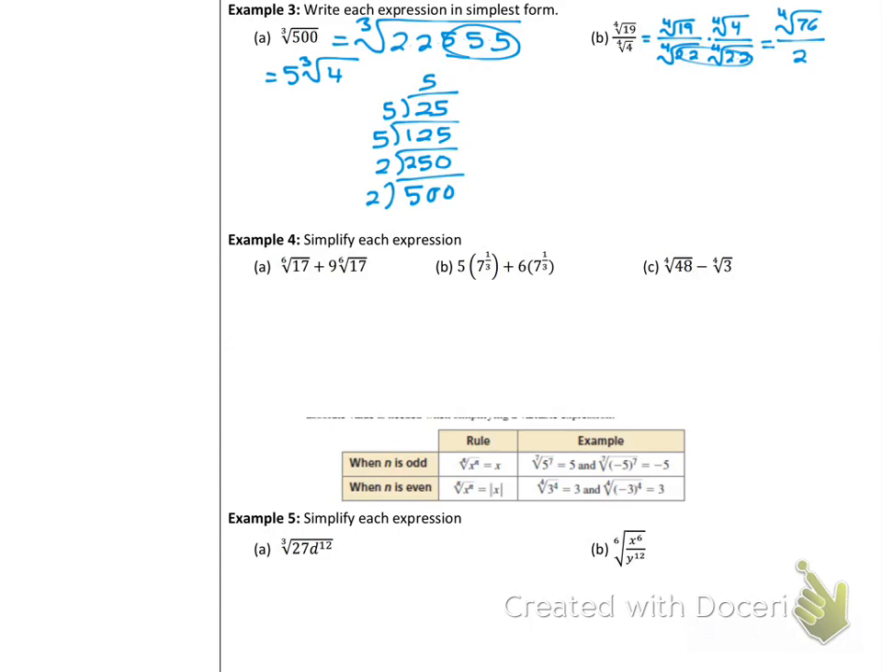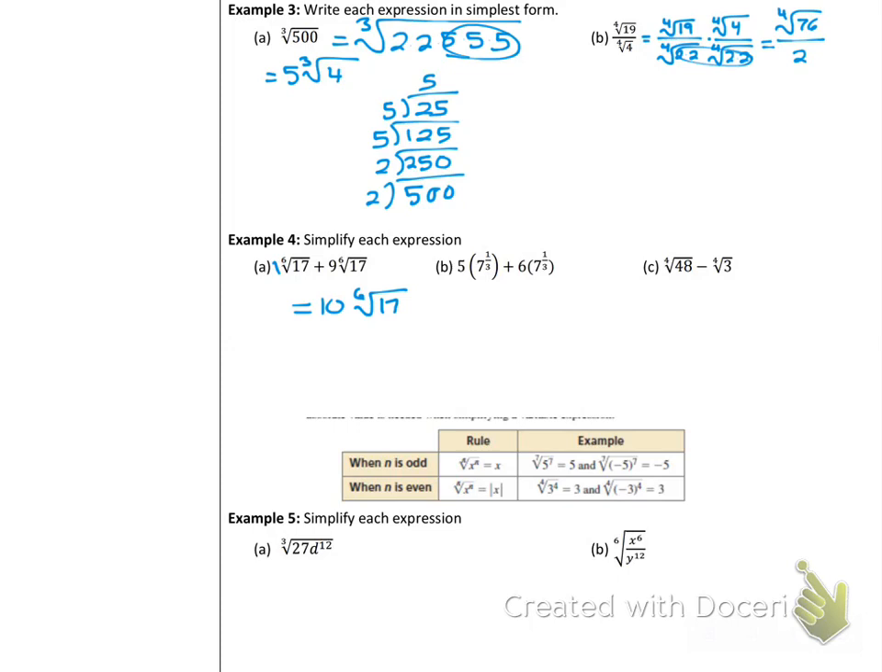In example 4, we're going to simplify each expression. When you're talking about addition and subtraction, you just have to make sure you have like terms. And I'm saying that with quotes around it because like terms are normally letters. Here, they're roots. So if I have 1 6th root of 17 plus 9 6th root of 17s, we secretly have 10 6th roots of 17, because this was just a 1, and we're adding them together.